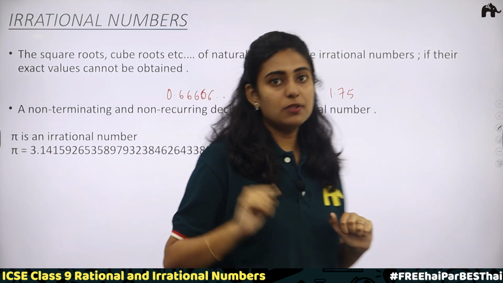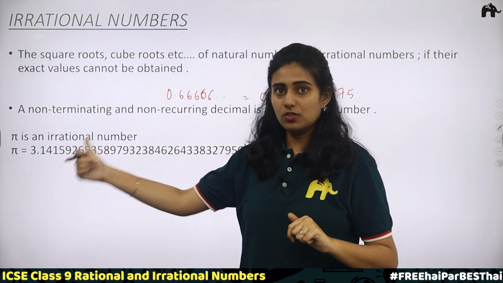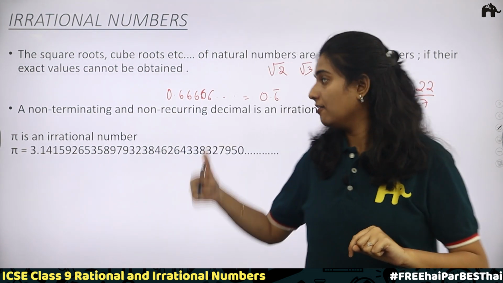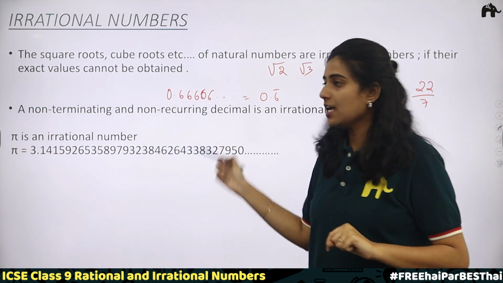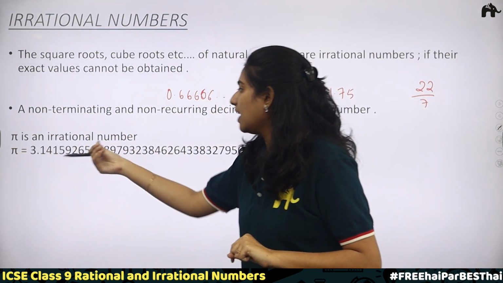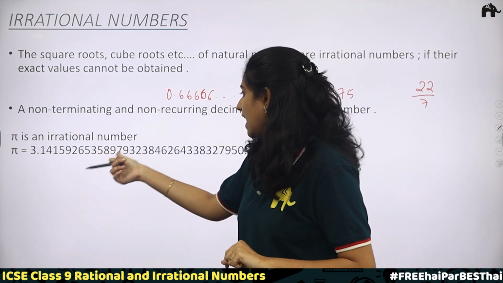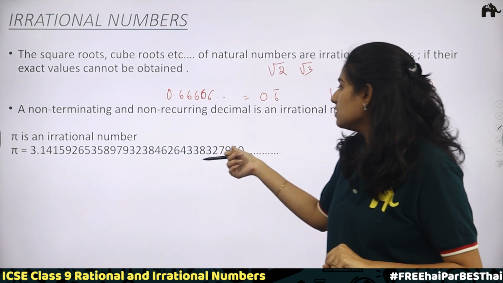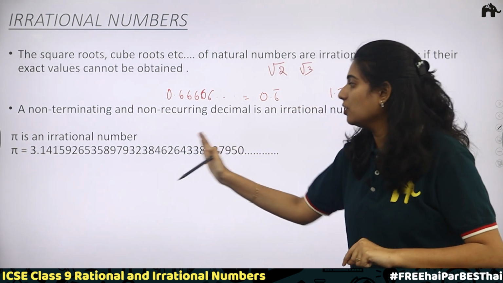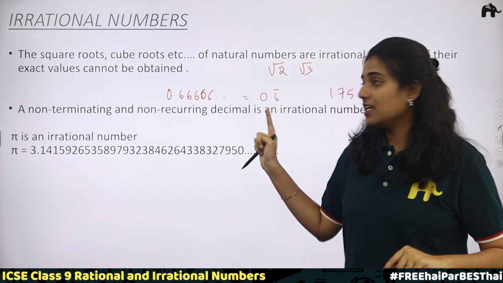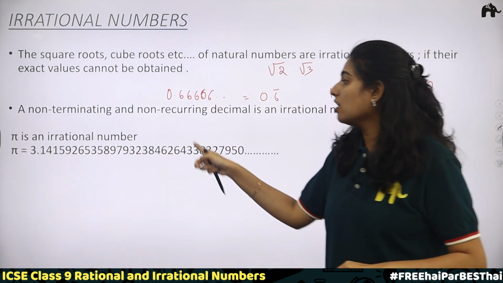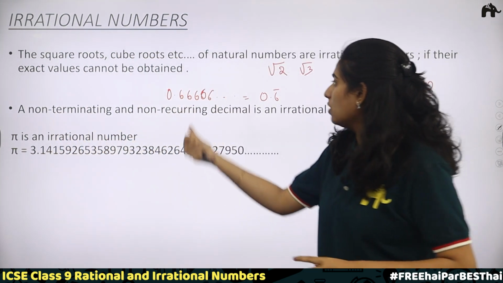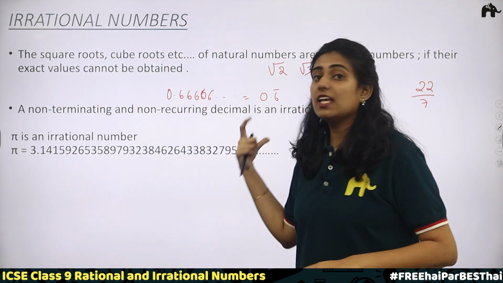A very important example of an irrational number is pi. We have said that pi is equal to 22/7. This is just an approximate value. When you take the actual decimal expansion of pi, it is 3.1415926535897232384626433832327950, and it continues. It is not going to stop. So what do you understand from this? Here, the number is not terminating, nor is it repeating in a specific pattern. You cannot put a bar and represent it. So we call it an irrational number.